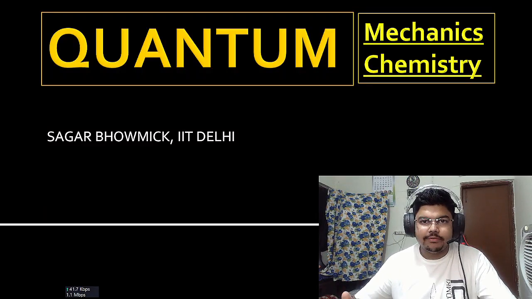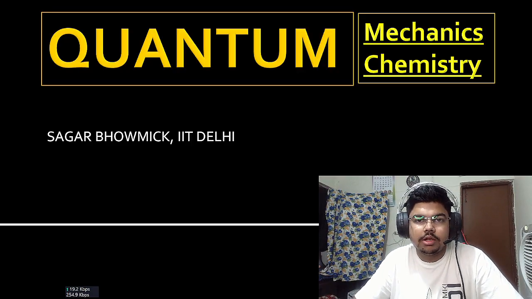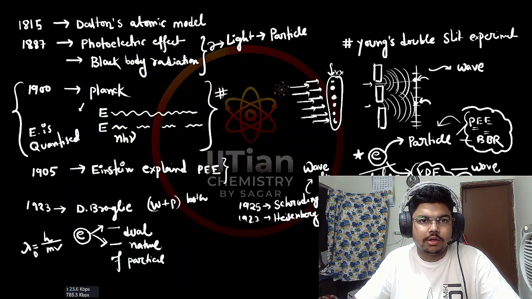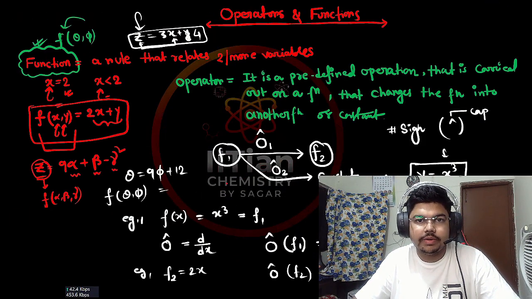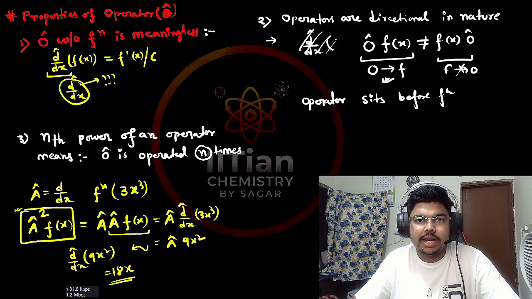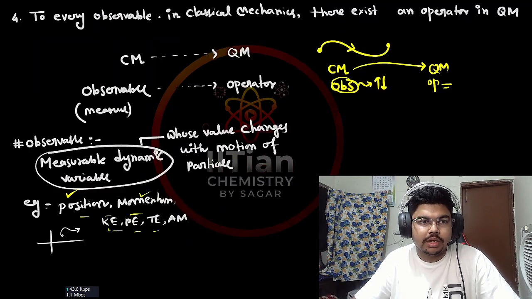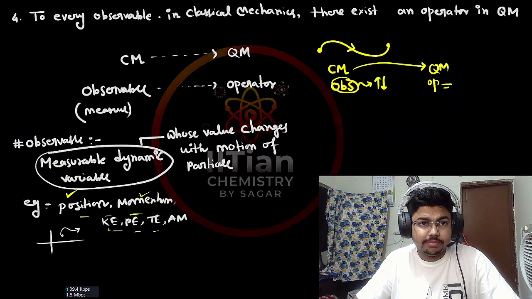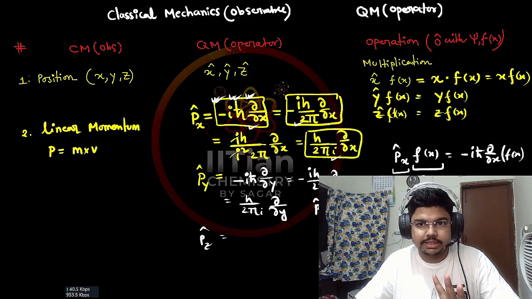So let's dive into the next part of quantum, which we were discussing. So a brief recap. We have seen the basic history, basic mathematics, and we were just learning function and operator, and we were reading the properties of an operator. And we have seen various properties, and in them, one property says that to every observable in classical mechanics, there exists an operator in quantum mechanics.